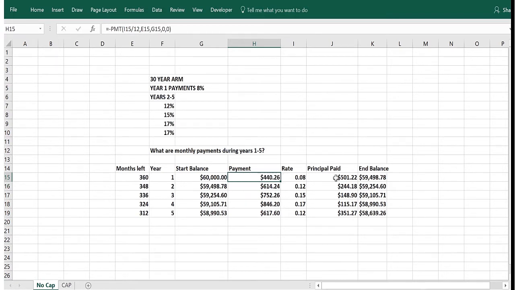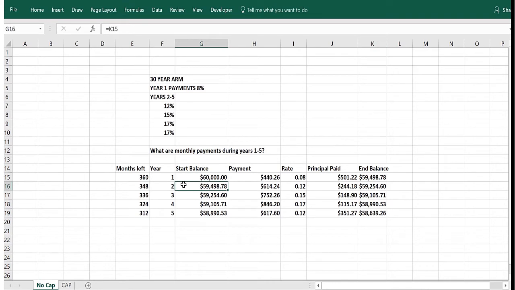Now, what goes to principal? Because we need to get the ending balance, because basically the payment the second year will depend on that. So the principal will be 8% divided by 12, okay. And then we have 360 months left on this loan. And then basically in the first 12 months, that's what goes to principal, $501. The ending balance, we just take the starting balance minus 501.